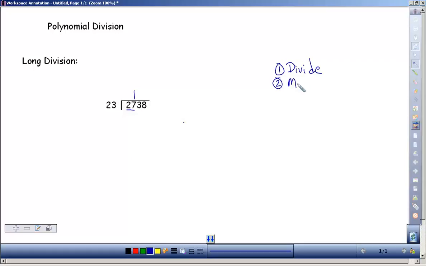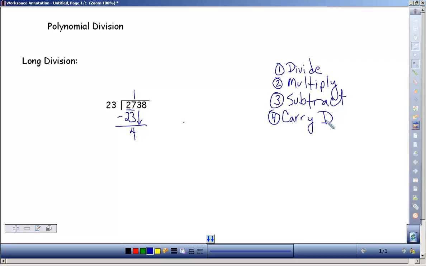After we do that, our second step is to multiply. So I'm going to take this 1 and multiply it by 23. 1 times 23 is 23. After we multiply, then we subtract. So I'm going to do 27 minus 23. That's going to give me 4. And then my next step is to carry down the next digit in the number, which is a 3. And then we basically repeat that whole process over again.